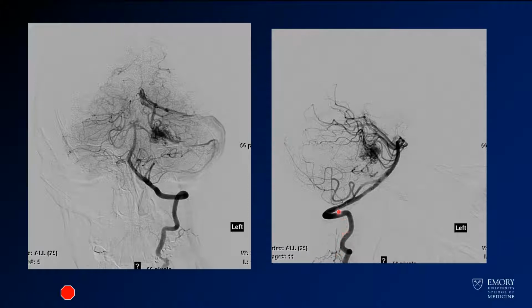Here on the lateral view, you see the same thing. You see a vert injection. You see a lot of the supply coming from the left superior cerebellar artery and left PCA. So you've got this abnormal tangle of vessels here. This image is a little earlier, so you're not seeing that early venous drainage.